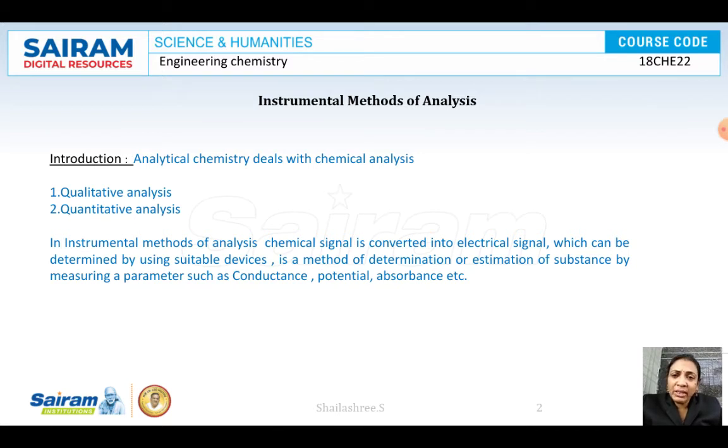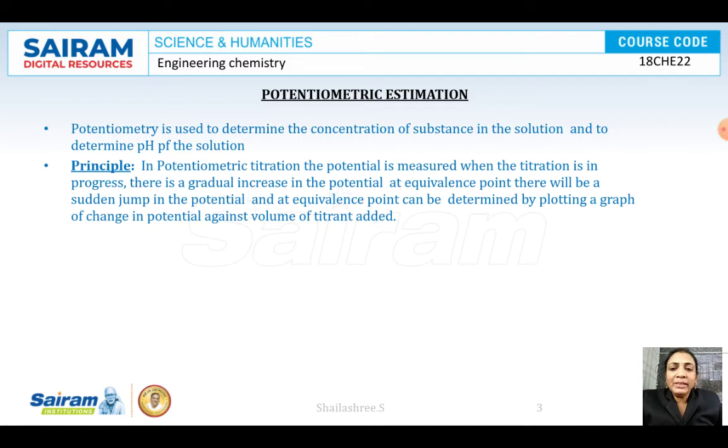Like in potentiometry, we measure the potential. In conductometry, we measure the specific conductance of the solution, in colorimetry, we measure the amount of light absorbed, and in flame photometry, we measure the amount of light emitted. Different examples are there, right? So it is clear, I think. In instrumental methods of analysis, the chemical signal is converted into an electrical signal that can be measured using suitable devices. So in this first session, let us start with the potentiometric estimation.